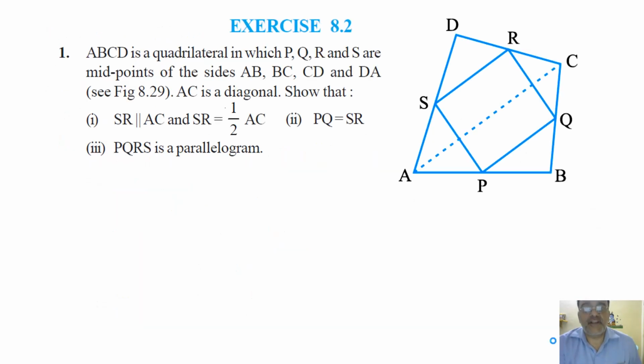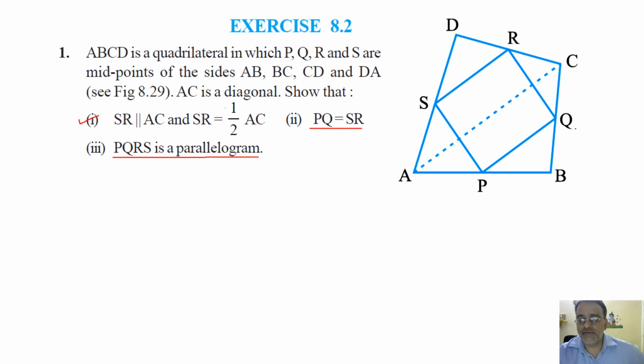Now we are going to start exercise 8.2, some selected questions. So this is the first question and this is a very important question. ABCD is a quadrilateral in which P, Q, R and S are the midpoints of the sides AB, BC, CD and DA. AC is the diagonal. Show that first, SR is parallel to AC and SR is half of AC. Second, PQ is equal to SR, and the third one is PQRS is a parallelogram.